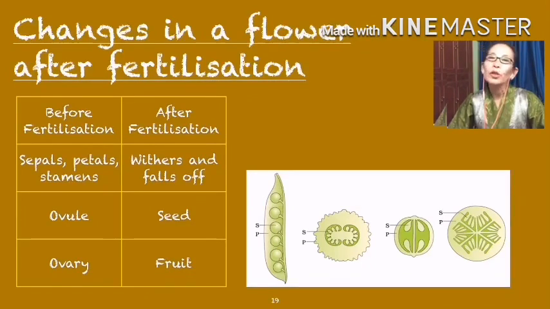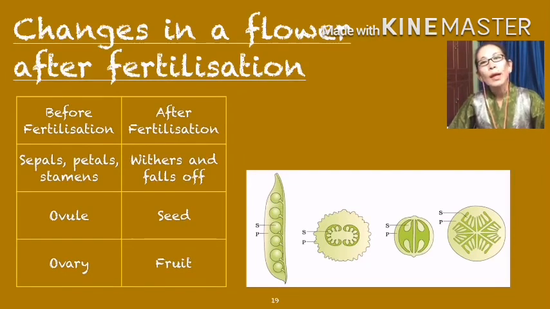The fruits are advantageous to the plant as they help in better seed dispersal and thereby result in the generation of new plants. Now here's a figure taken from your textbook of some fruits with labels S and P. S is for seed and P is for pericarp.